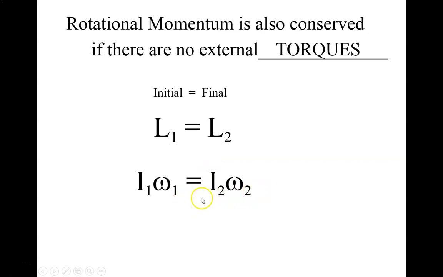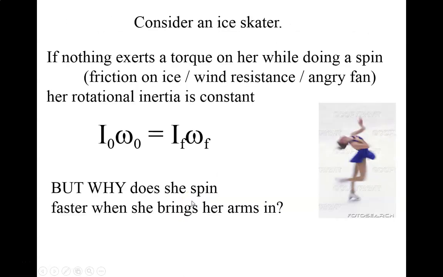But that doesn't mean that the speed and the inertia can't change. If we've got a figure skater, an ice skater, and nothing is exerting an outside torque on her, then her rotational momentum is constant. This says rotational inertia. That is incorrect. Her rotational momentum is constant. Why does she spin faster if she brings her arms in?